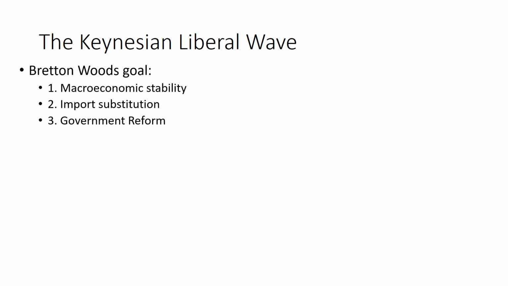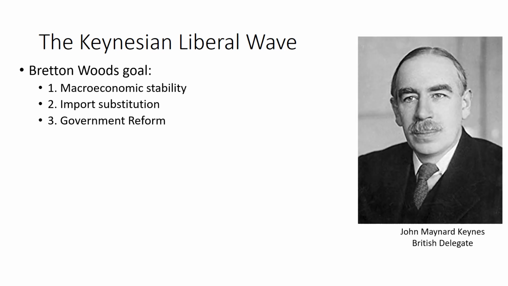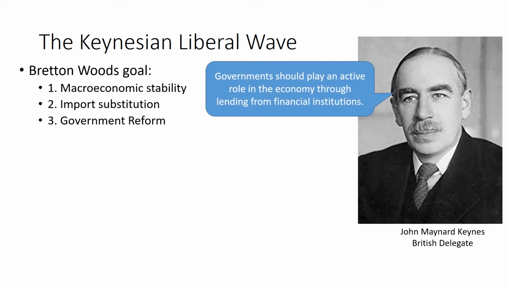In the Bretton Woods Agreement, natay gitawag na Keynesian wave of economics. And because there are three goals of the Bretton Woods Agreement: macroeconomic stability, import substitution, government reform. And see, John Maynard Keynes is a British delegate. Government should play an active role in the economy by lending from financial institutions. Si John Maynard Keynes, muna siya ang delegate sa British Empire at the moment.